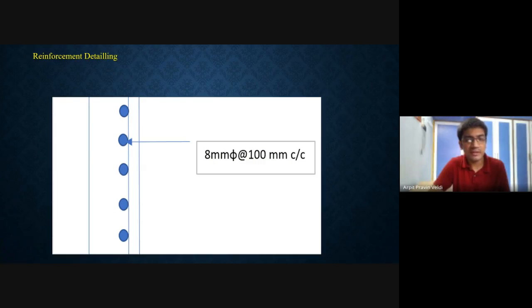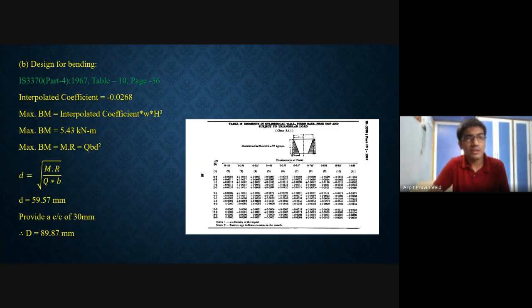Then we go for reinforcement detailing. Since thickness is less than 200 mm, we have provided one-sided reinforcement. Then we go for design for bending. From IS 3370, table number 10, we get an interpolated coefficient equal to minus 0.0268. We will not prepare any chart as we prepared in design for tension for varying AST, because in bending we have to take the maximum value regardless.